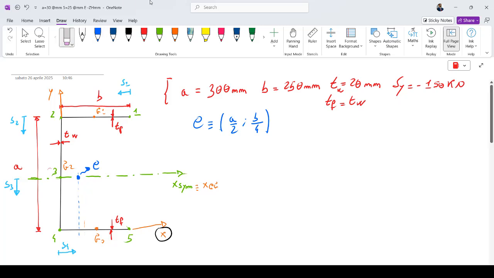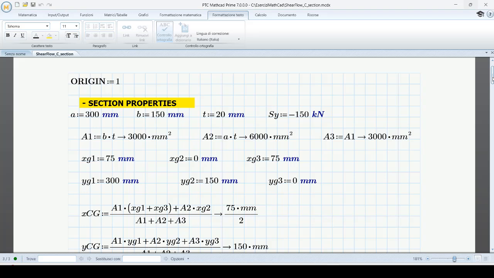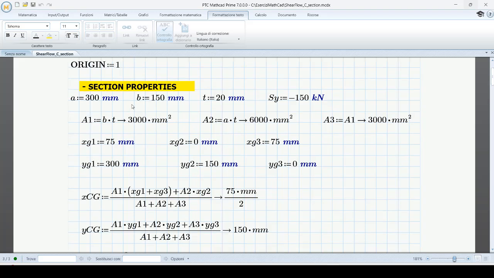So we switch to MathCAD to see the calculus. This is the MathCAD sheet. The first thing that we must calculate is the section properties. You see the dimensions a, b, t and Sy. You can see my cursor, this arrow that indicates the quantity.